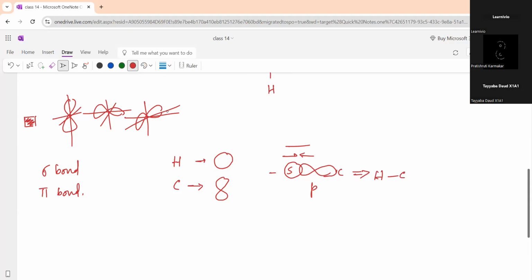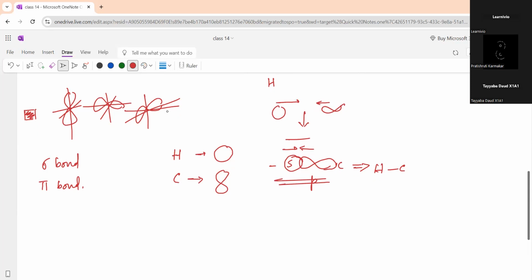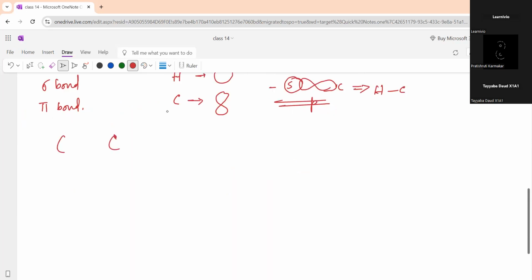Now, hydrogen has a spherical s orbital, so only one type of collision is possible, right? Let's say we had this s orbital and this p orbital. These two came closer and made this bond, which is our H-C bond. Because the hydrogen atom has a spherical s orbital, only one type of collision is possible. Now, let's assume that the carbon is bonding with another carbon.